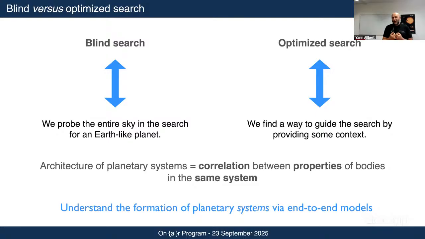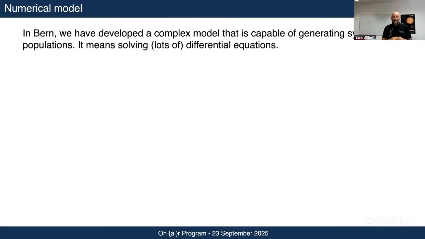So what is the architecture of planetary systems? It is the correlation between the properties of planets in the same system. And if we can understand the formation of planetary systems via numerical models, then we may use what we know for some stars. For example, we know that in a star there is one planet that is easy to detect. And this one planet could tell us, okay, maybe there is a big chance that there is an Earth in this system, or maybe there is a small chance that there is an Earth in the same system. And then we can use that in order to understand where to search for planets like the Earth.